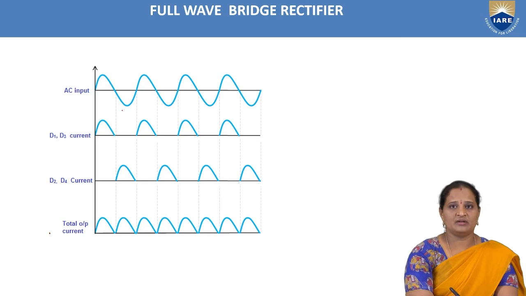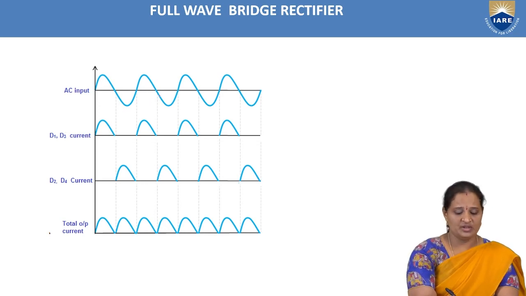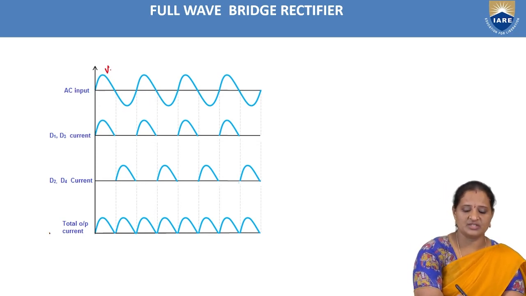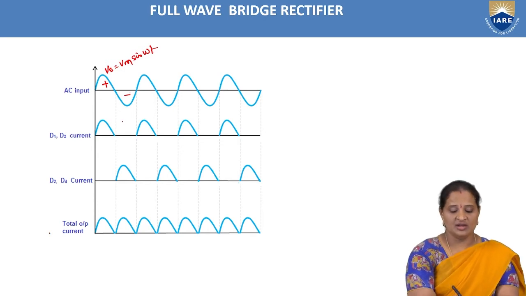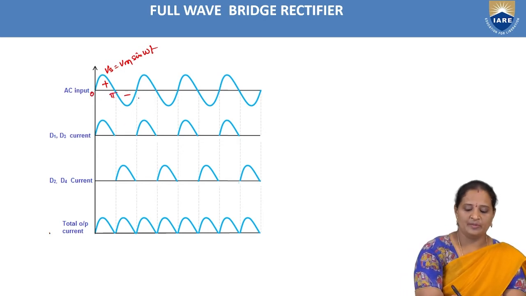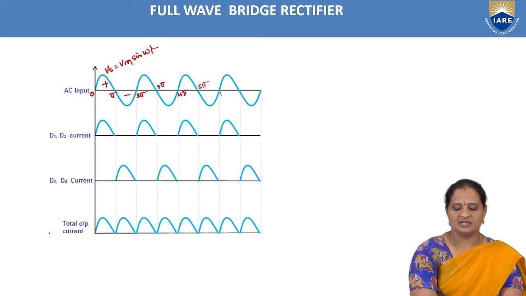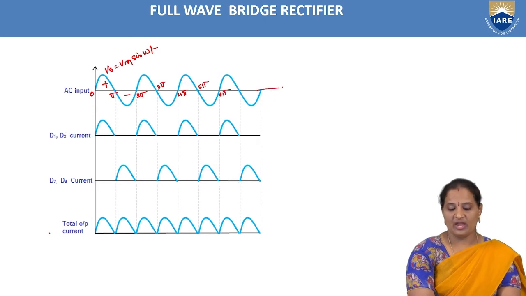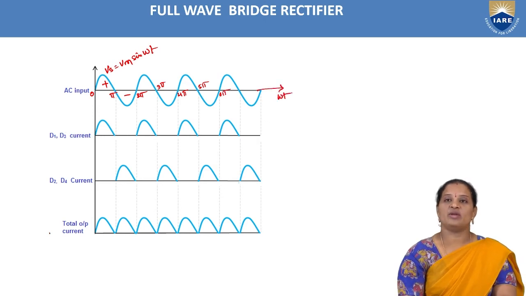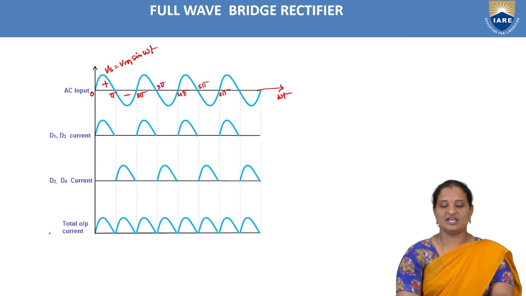So AC input, this is the first waveform. This is nothing but AC input, which is Vs, which we can write as Vm sin omega t, which has both positive and negative half cycles. This is from 0 to pi, pi to 2 pi, 3 pi, and this repeats 4 pi, 5 pi, 6 pi, and so on. On the x-axis, we will be taking omega t. So this is AC input, and here these are the currents.